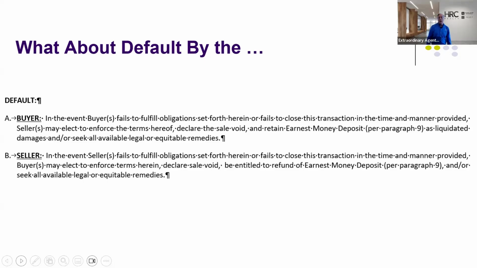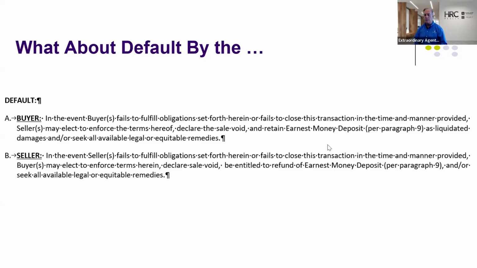Here's what it says for a seller. In the event the seller fails to fulfill obligations set forth hereunder, or fails to close its transaction in the time and manner provided, buyers may elect to enforce the terms herein, declare the sale void, be entitled to refund of the earnest money deposit, and/or seek available legal or equitable remedies. Can you sue a seller for specific performance as a buyer? Yes. Now, it could be very costly, but it can be done.